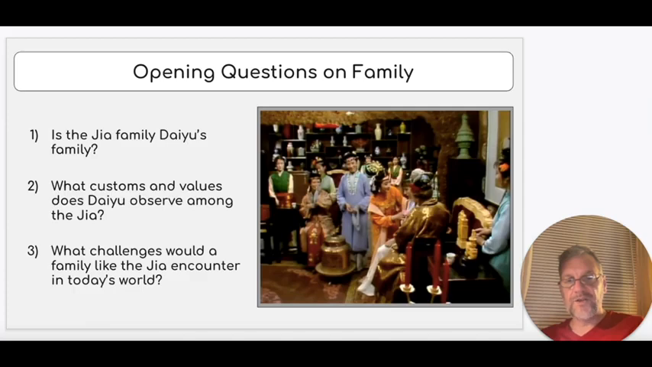And then finally, what challenges would a family like the Jia encounter in today's world? Would be a question that you could use to generalize the story out into today's lives, and that would be, I think, a fair question to use either to end or even to begin if you have a short amount of time and you want students to think about how this story, which is now a few hundred years old, might help the Chinese understand themselves today, because it still is very popular, clearly.